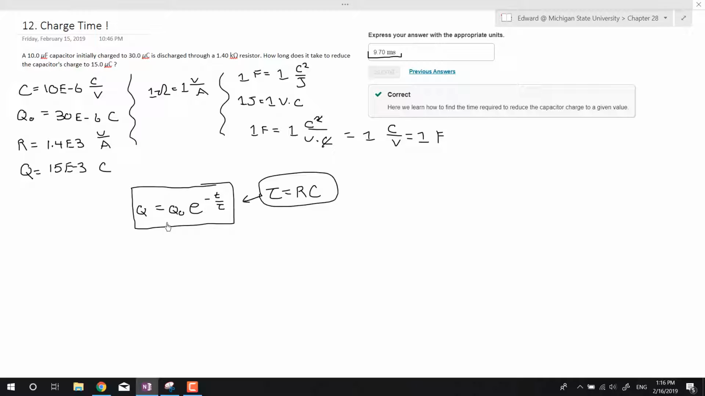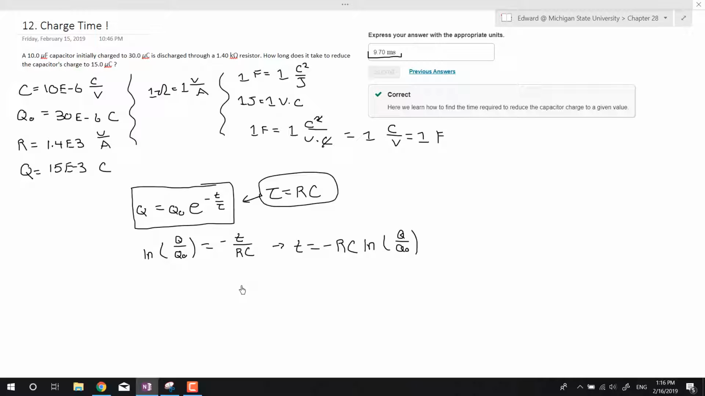If we divide both sides by Q naught, and then take the natural log of both sides to get rid of the e, we get natural log of Q divided by Q naught equals minus t over tau, but instead of tau, let's put in RC. To get t by itself, we can multiply both sides by RC in the negative. So we're just going to get t is equal to minus RC natural log of Q divided by Q naught. Okay, so now we can begin plugging stuff in. Let's see, I'm pretty sure I missed the seconds here. Okay, now we're good.